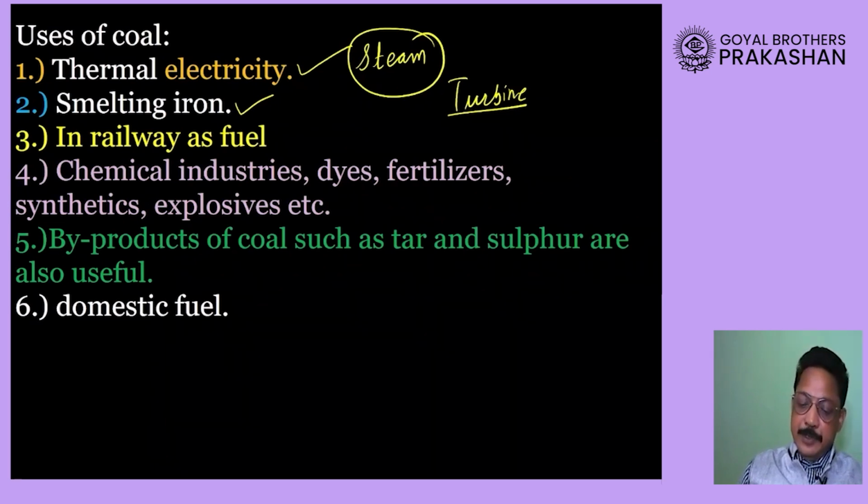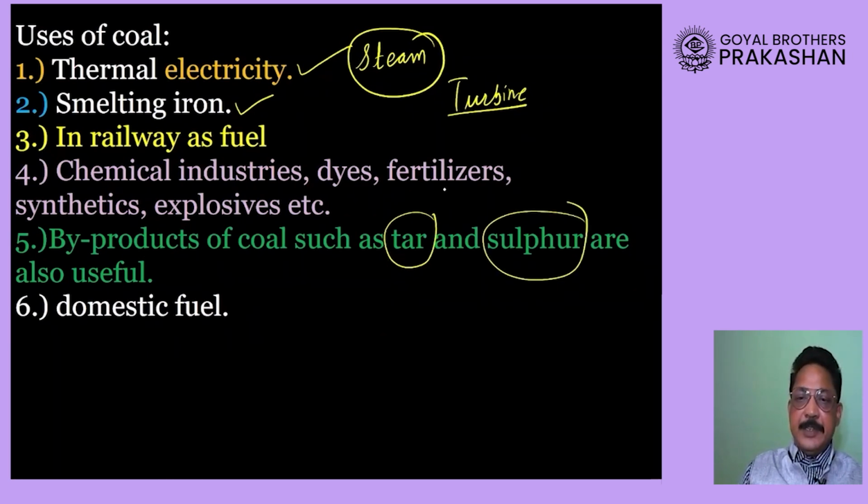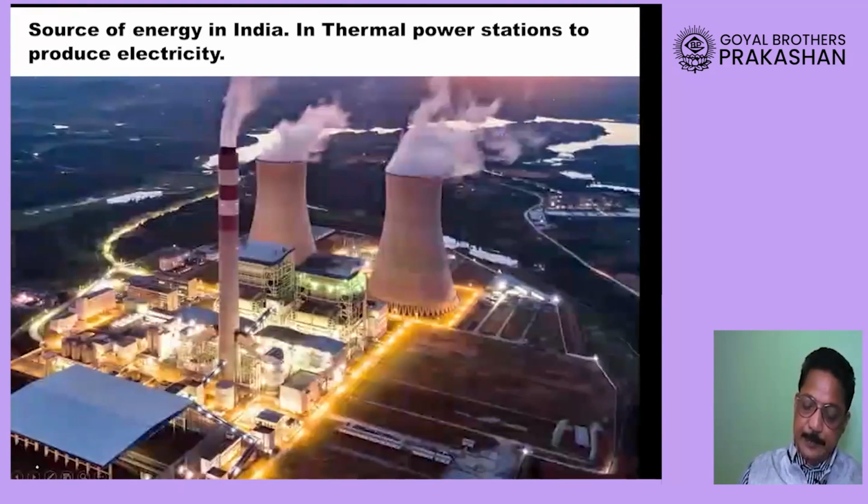And dear students, a byproduct of coal, for example, is tar, which is used for making roads. Then we use sulfur for making some pesticides. We also use coal as a domestic fuel. Now let us look at them.